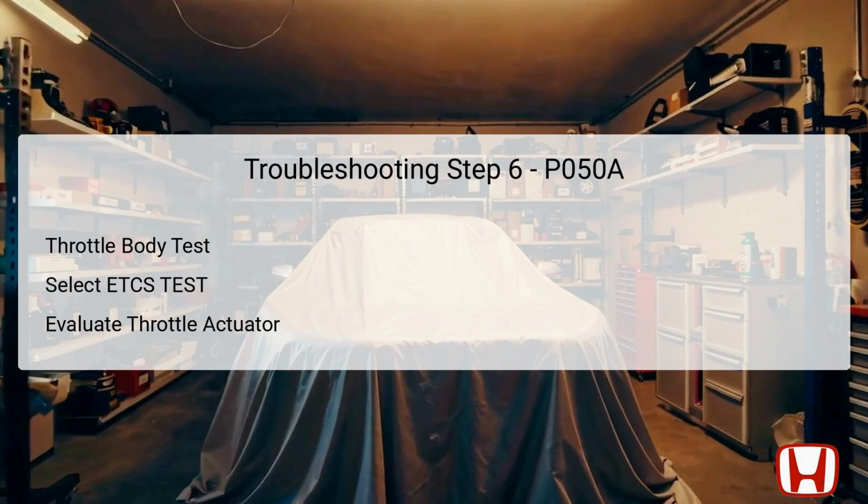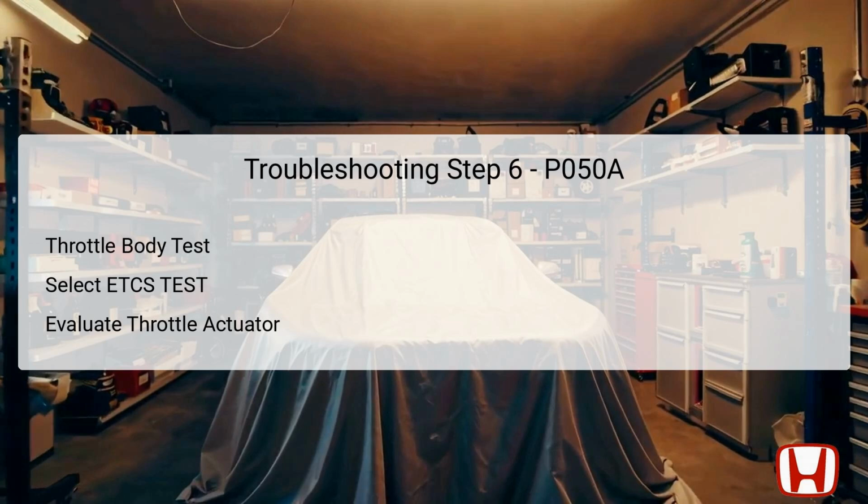The sixth step involves testing the throttle body using the HDS. Select the ETCS, Electronic Throttle Control System, test from the inspection menu. This test verifies whether the throttle actuator control valve operates normally. It's essential because a malfunctioning throttle body can cause issues with air intake, impacting engine performance, particularly during cold starts.